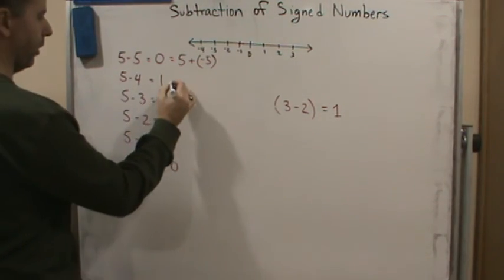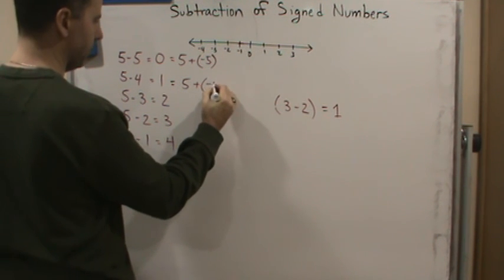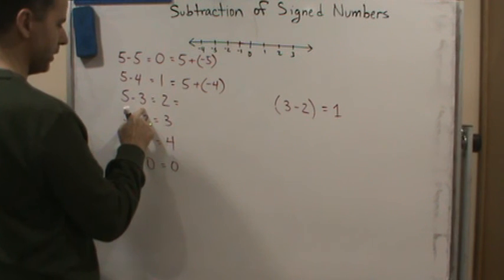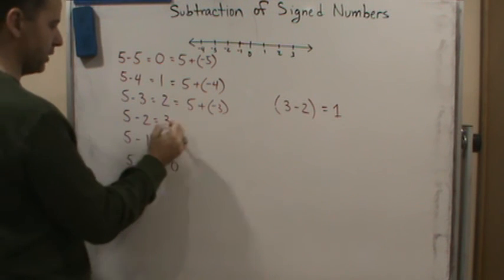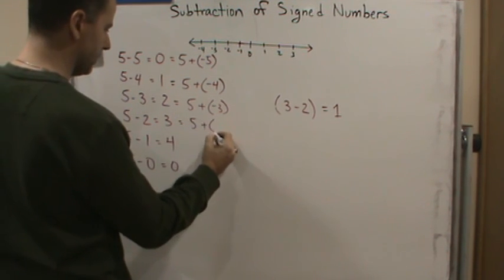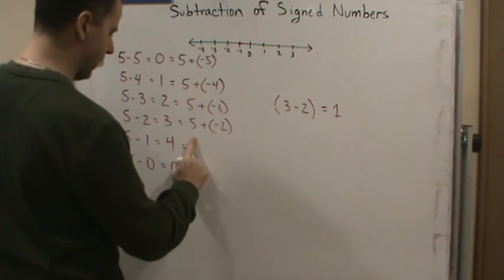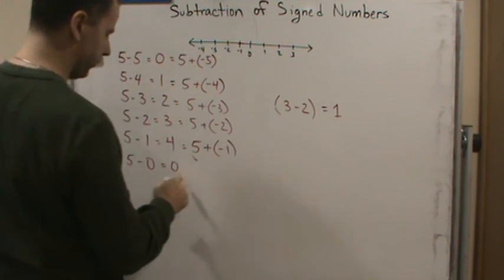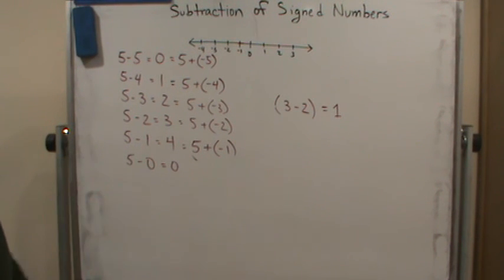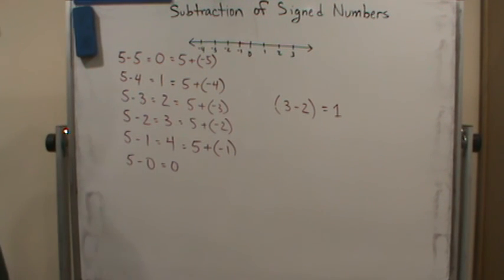Okay, so now also 5 minus 4 is the same as 5 plus -4. 5 minus 3 is the same as 5 plus -3. 5 minus 2 is the same as 5 plus -2. 5 minus 1 is the same as 5 plus -1. And then of course 0 doesn't have an opposite value, so I'm not going to write that. Okay, now let's continue on.